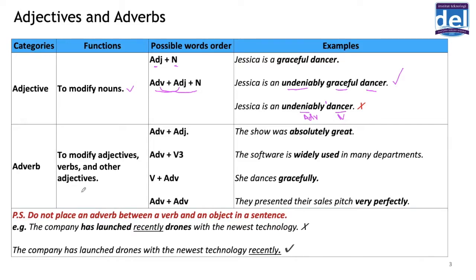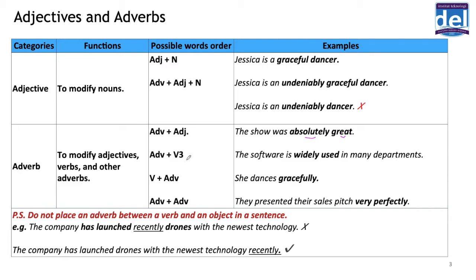Now let's move on to the adverb. The function of an adverb is to modify adjectives, verbs, and other adverbs. Here are possible word orders with adverbs. The first is adverb plus adjective. For example, the show was absolutely great. This is the adverb and this is the adjective. This is fine. Or it is very common for us to say the show was very great. You know that very is an adverb, right?